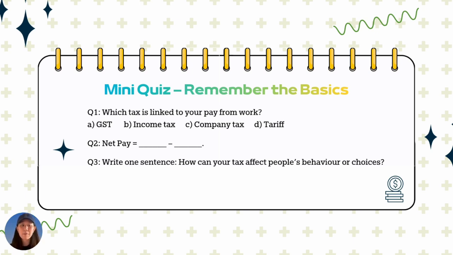All right, so welcome back, guys. Let's quickly check the answers together. For the first question, the tax that is linked to your pay from work is the income tax, right? And for the second one, the formula is net pay equals gross earnings minus PAYG, right? That is one of the evidence notes you can use when you choose income tax.